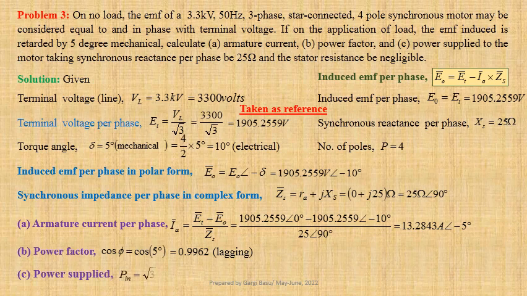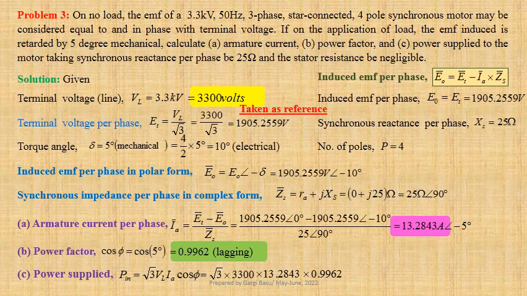Pin equals root 3 times VL into Ia cos phi. Using values we get root 3 into 3300 into 13.2843 into 0.9962, that is equal to 75.641 into 10 to the power 3 watt or 75.641 kilowatt.